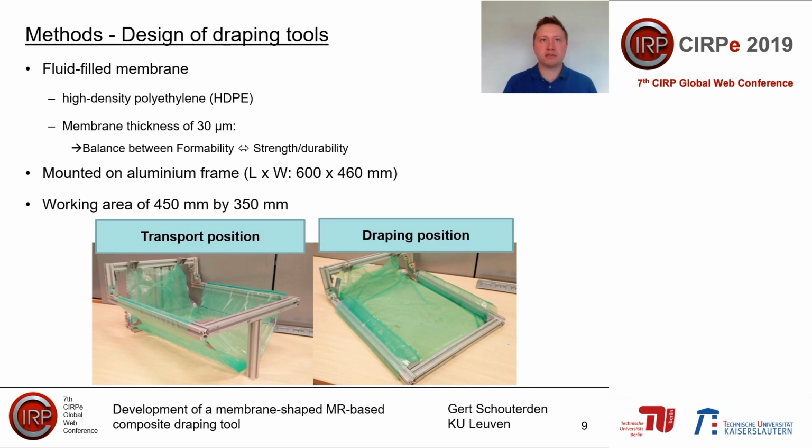Next, the actual design of our tools. I have a fluid-filled membrane that is made of high-density polyethylene with a thickness of 30 micrometers. This is a balance between formability and its strength or durability. This membrane is mounted on an aluminum frame, which results in a working area of about 450 by 350 millimeters. The tool is shown in the pictures both in its transport and in its draping position.